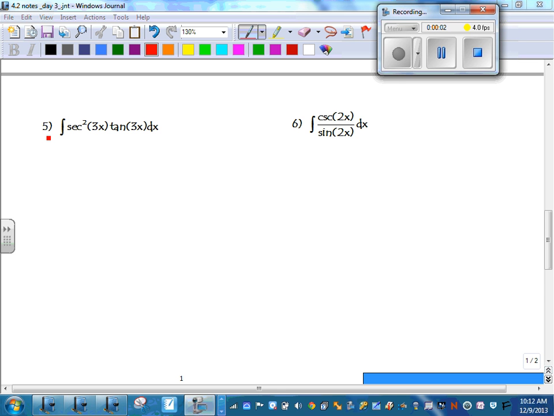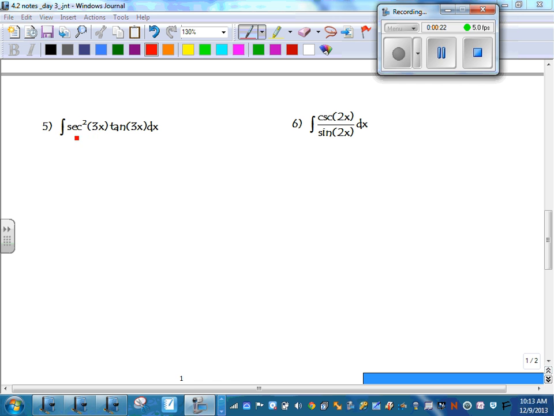For number 5, a little bit different. Here we're dealing with secant and tangent. So it's not the same as dealing with ones with sine and cosine in them. We have to think about this problem a little bit differently. We have to look at what we know about secant and tangent and how they're related a little bit.